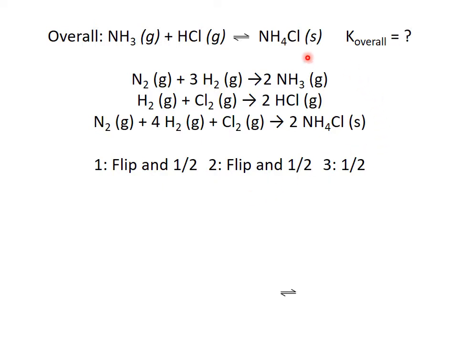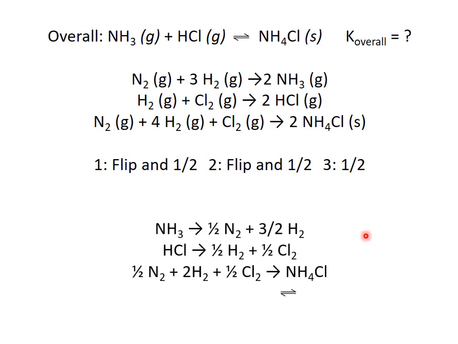First, we're going to verify that the manipulations we've done are going to give us the overall equation that we need. So we've got our manipulations that we predicted. I'm going to apply those to each of these partial processes. So we've flipped process 1, multiplied it by a half. Now we have NH3 becomes 1/2 N2 plus 3/2 H2. Process 2 has been flipped and multiplied by a half. It is now HCl becomes 1/2 H2 plus 1/2 Cl2. And we have just multiplied by 1/2 process 3. 1/2 N2 plus 2H2 plus 1/2 Cl2 becomes NH4Cl.